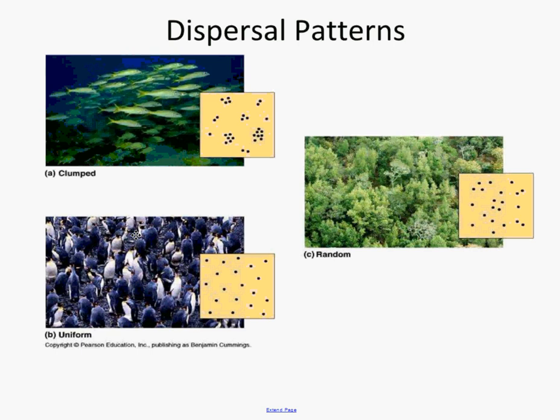There doesn't seem to be any particular pattern. Random is hard to quantify. We have a hard time understanding random, which is why we tend toward a uniform or a clumped dispersal pattern. But random is something that can happen in nature.